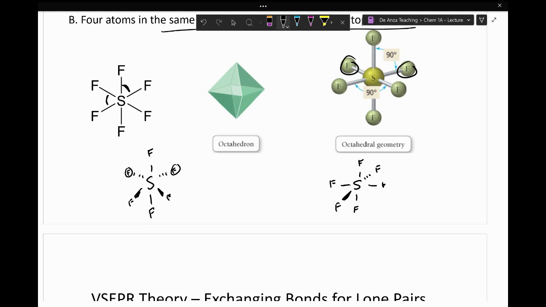And so this is what the different shapes look like when you only have bonding groups acting as our different electron groups using this valence shell electron pair repulsion theory. When we switch out one of these bonding groups for a lone pair, we'll see that changes the geometry that we observe.